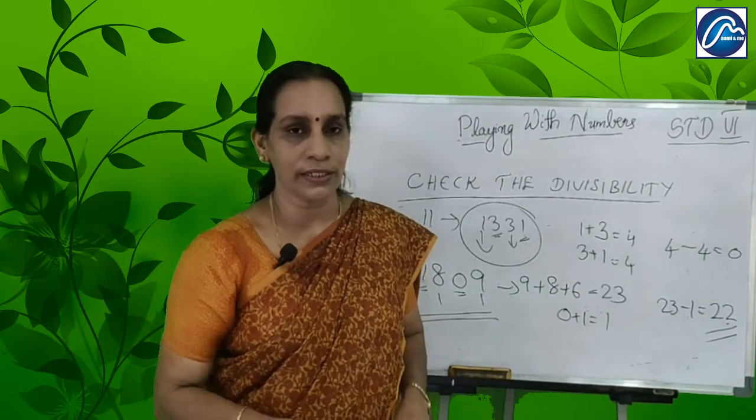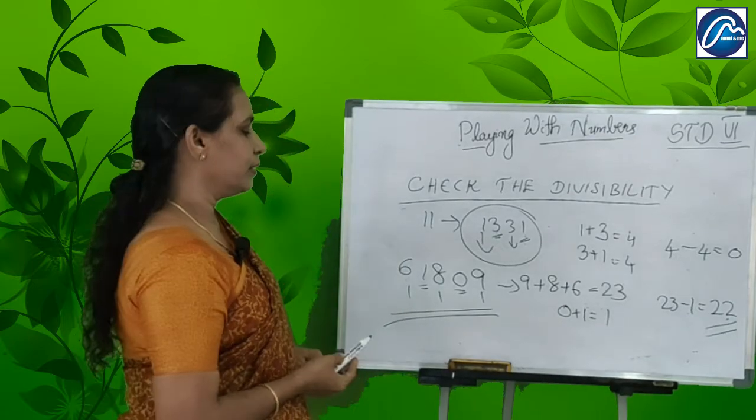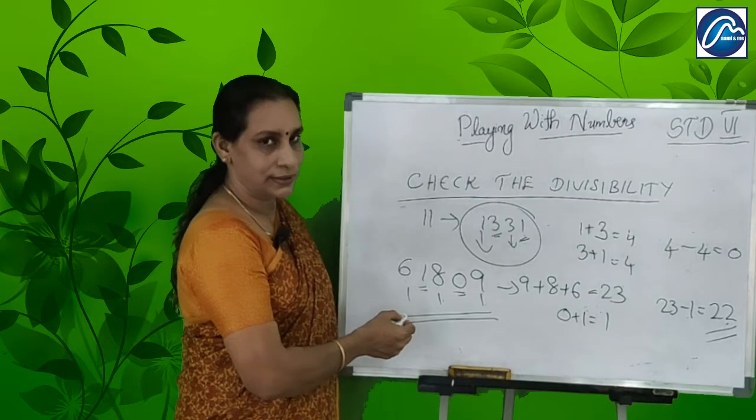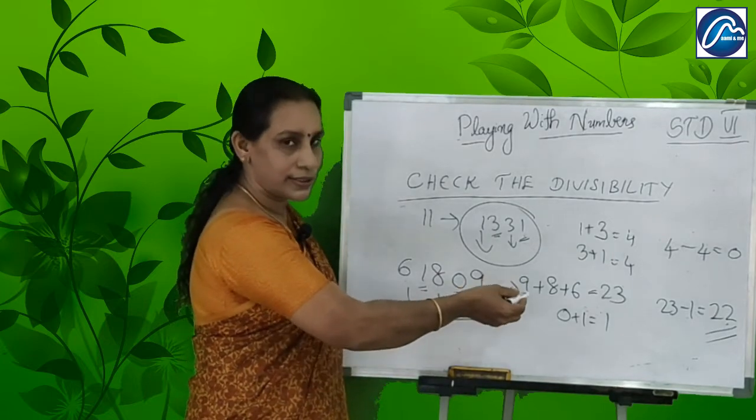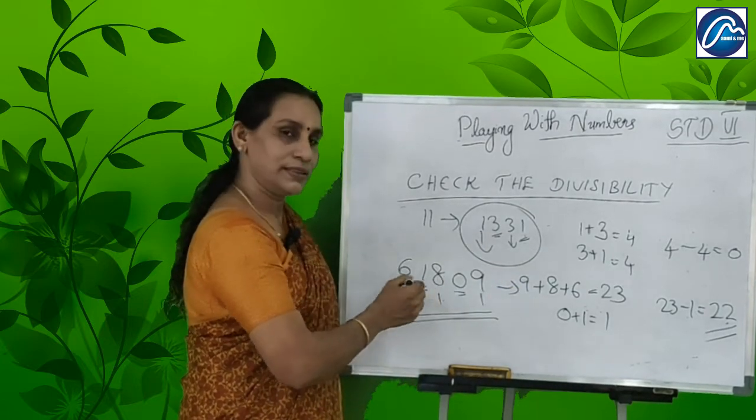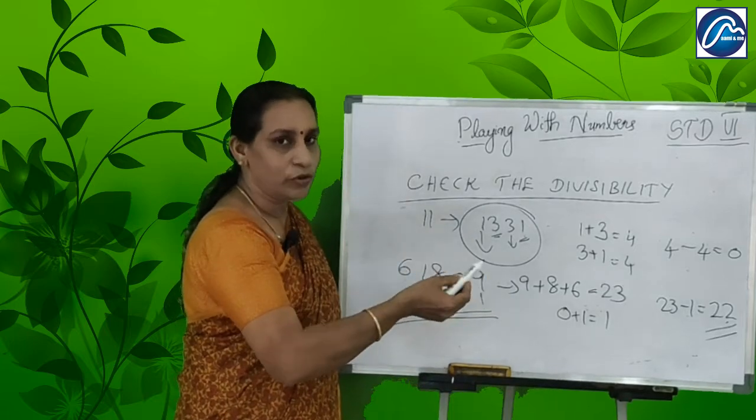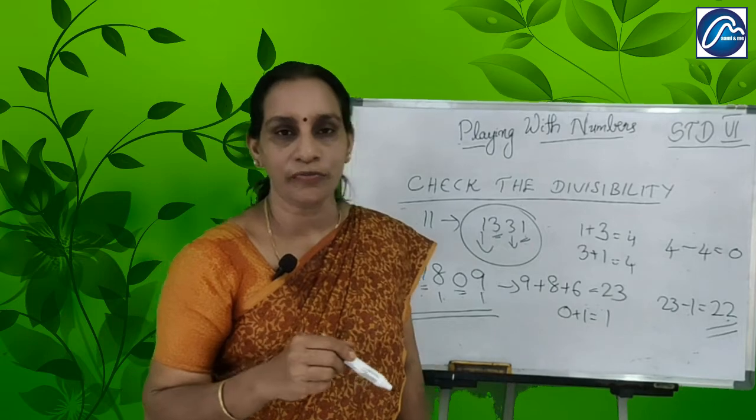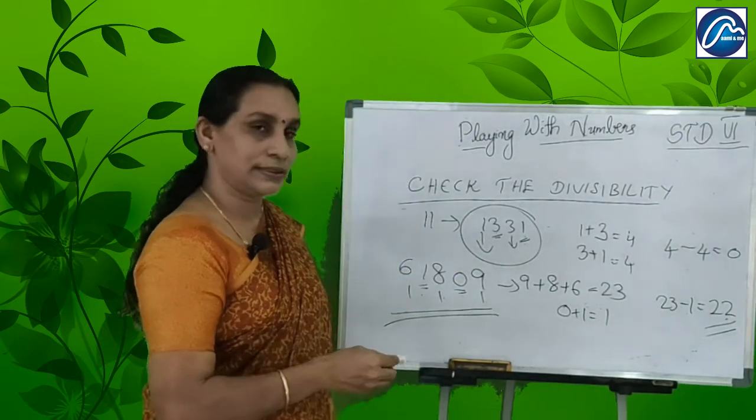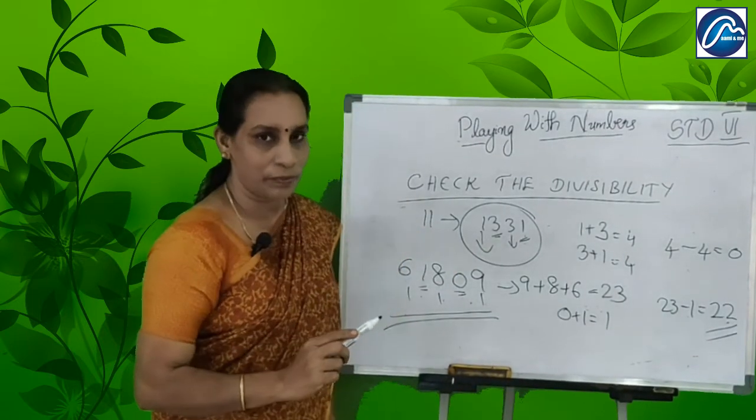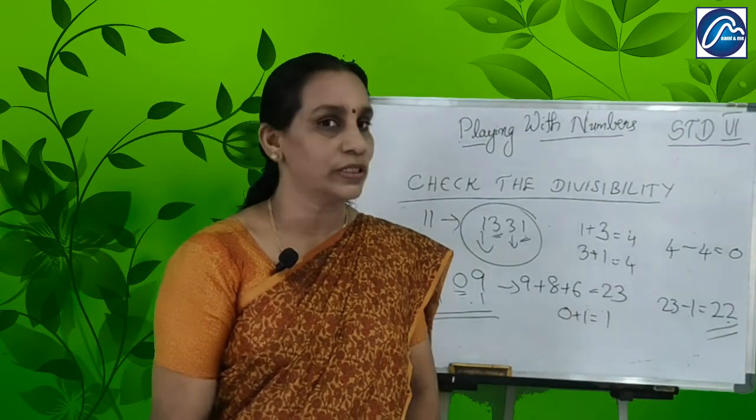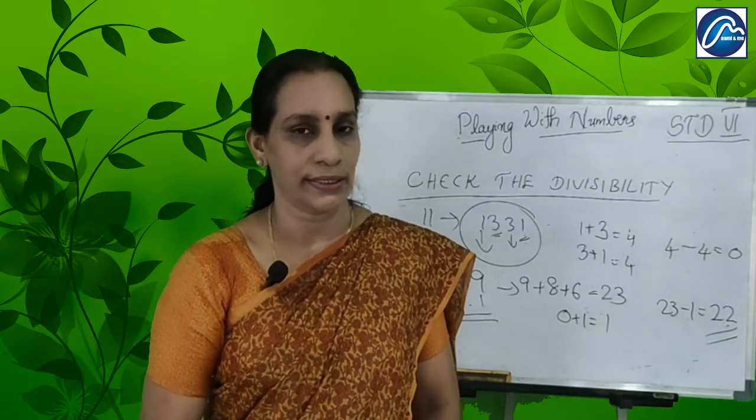How will you check the divisibility by 11? You have to take the odd place digits and add them, then take the even place digits and add those also, and find the difference. If you get an answer 0 or a multiple of 11, then that means the number is divisible by 11. Okay? So, children, this is all for the divisibility test.